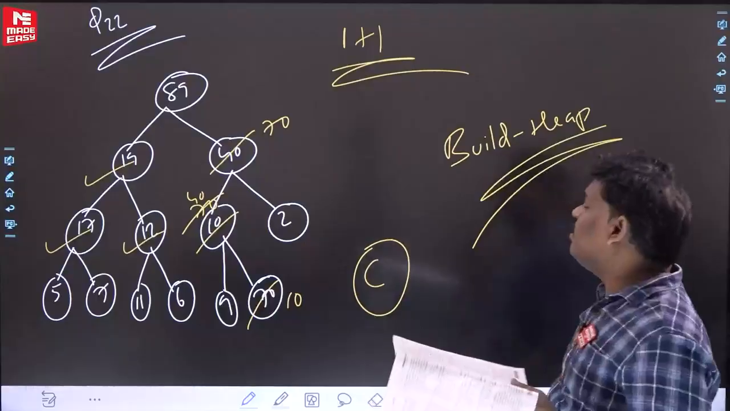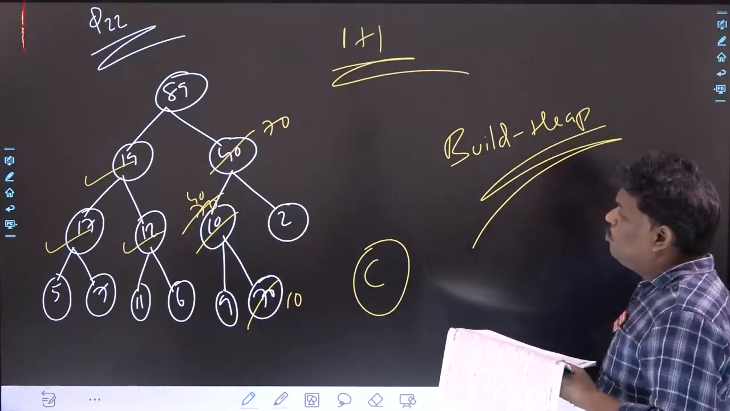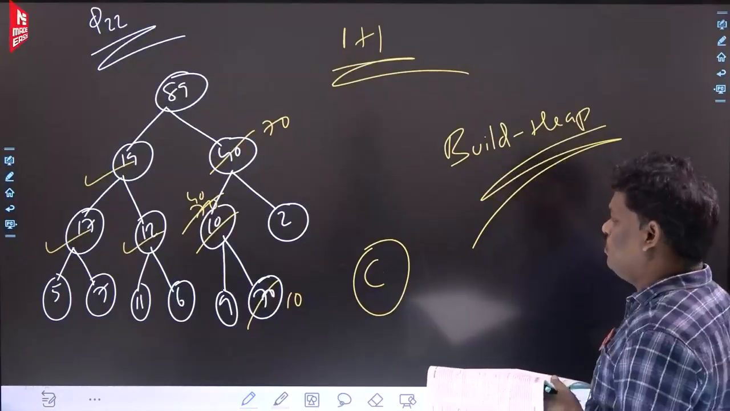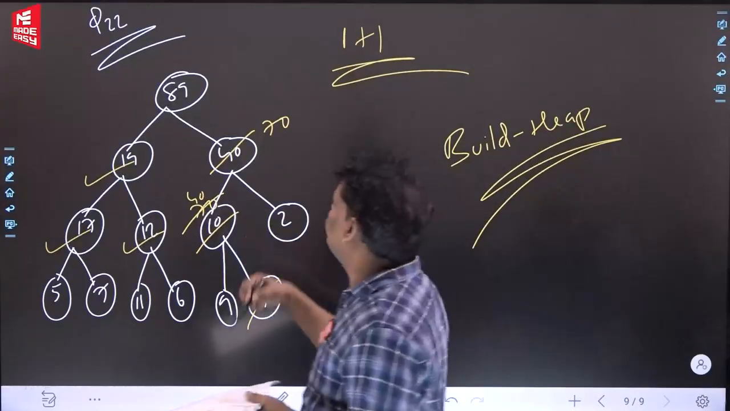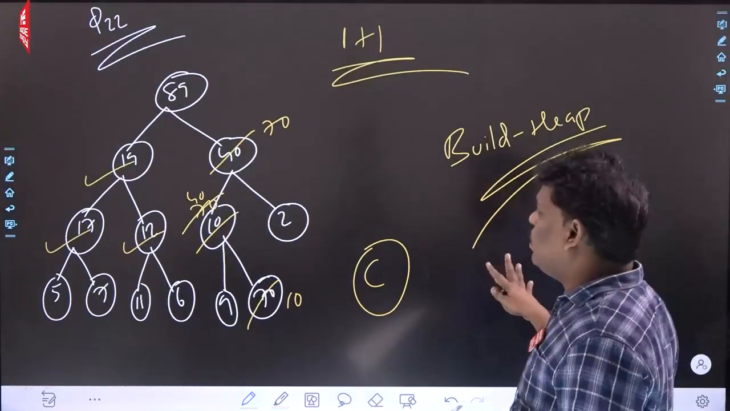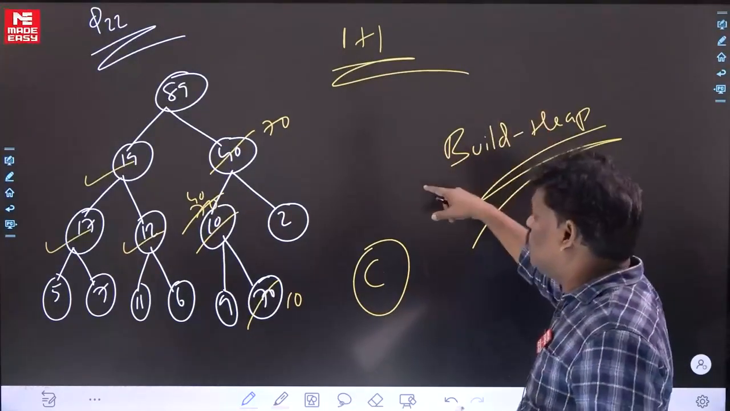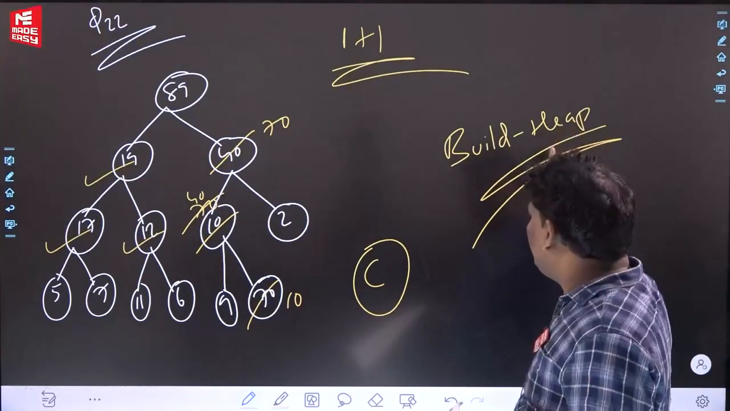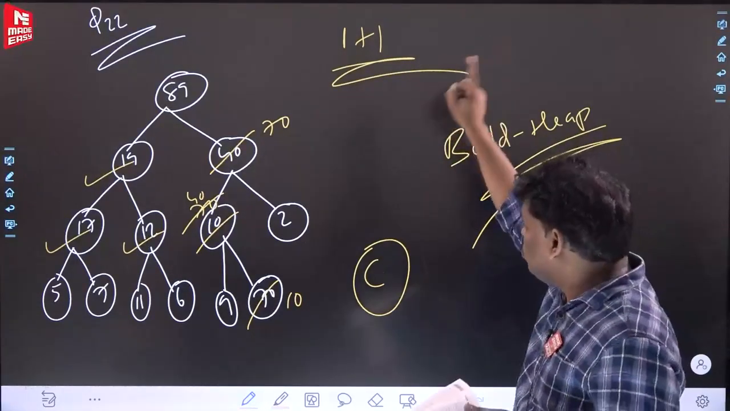To convert the given binary tree into max heap, how many minimum interchanges are required? How many? 2. I think this is 1, this is 1. 2 required. Listen everyone, question number 22, answer is going to be apply build heap, number of interchanges required 2.